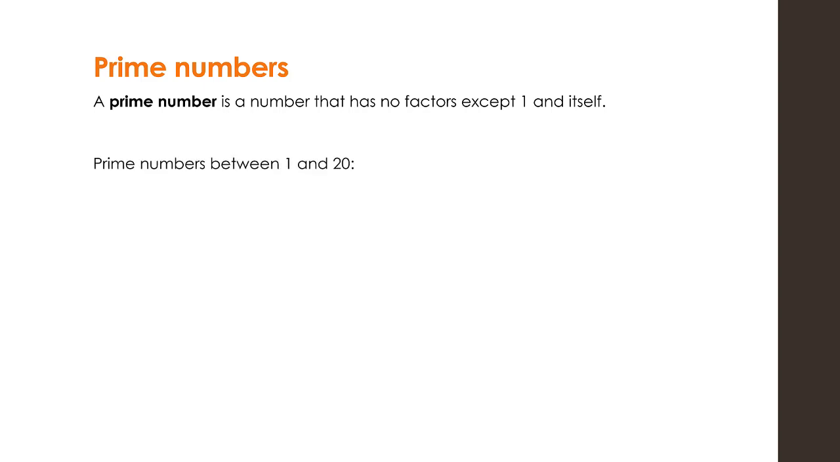To do that, we need to know what prime numbers are. A prime number is a number that has no factors except 1 and itself. That means those are the numbers that you can't get by multiplying any other two counting numbers, except by multiplying itself by 1. There are many prime numbers, but the ones that we are mostly going to use for this method are the numbers between 1 and 20. And the prime numbers between 1 and 20 are 2, 3, 5, 7, 11, 13, 17, and 19.